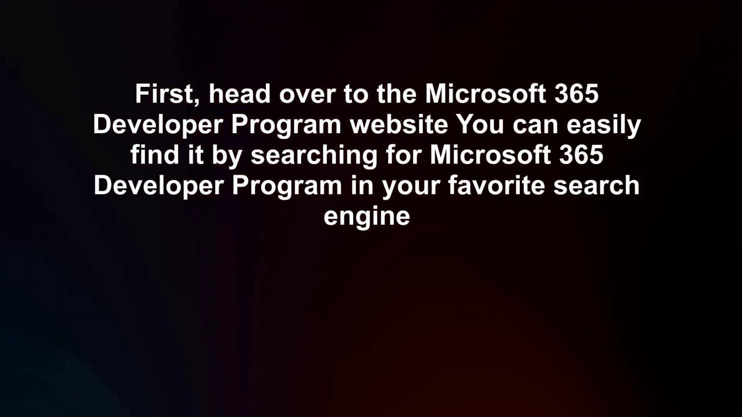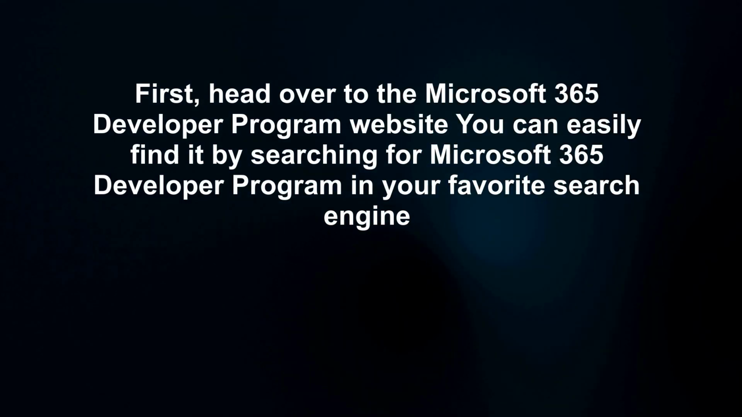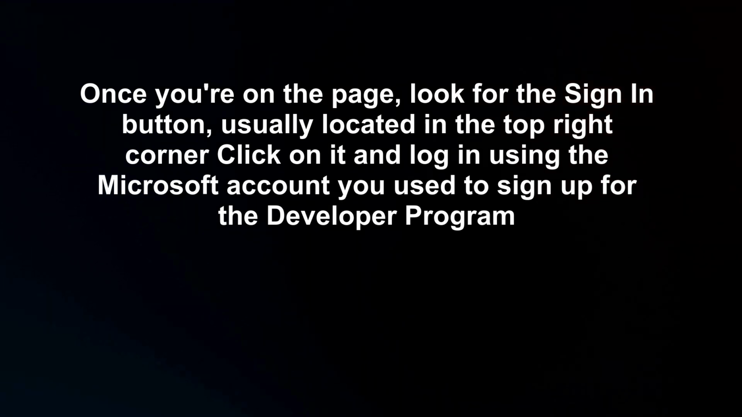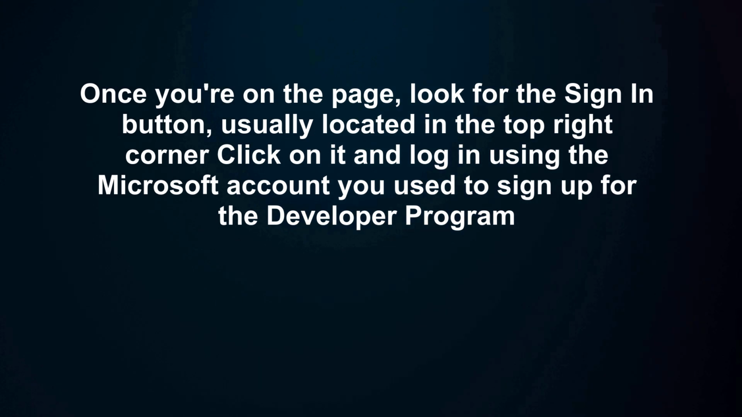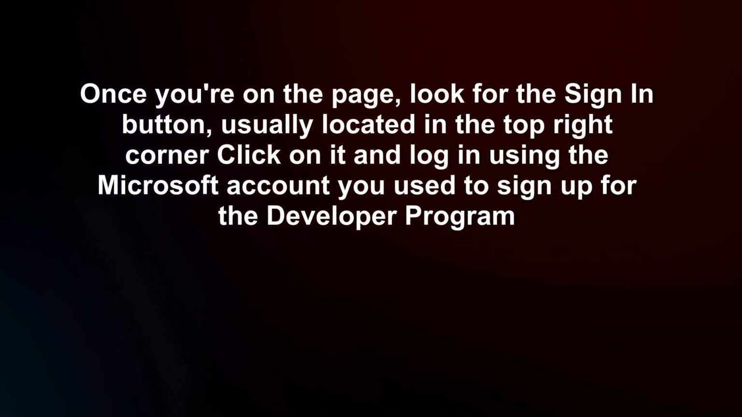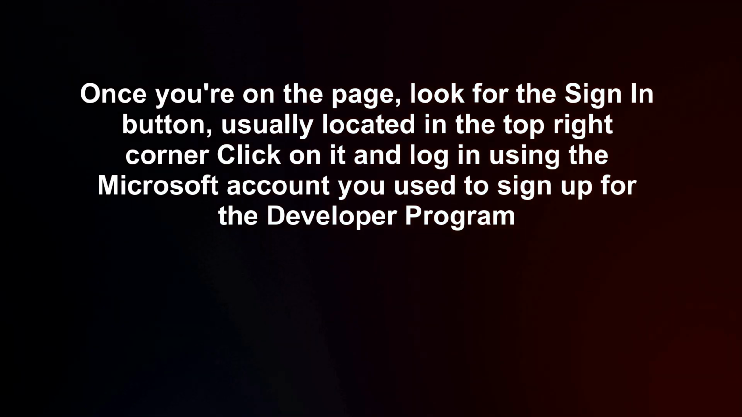You can easily find it by searching for Microsoft 365 Developer Program in your favorite search engine. Once you're on the page, look for the Sign In button, usually located in the top right corner. Click on it and log in using the Microsoft account you used to sign up for the developer program.